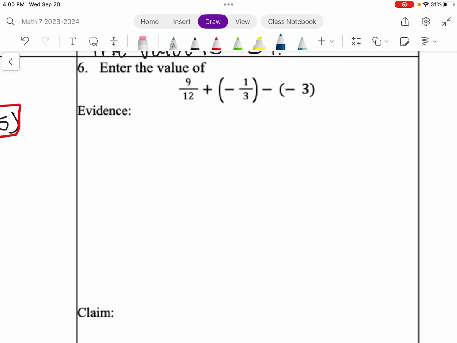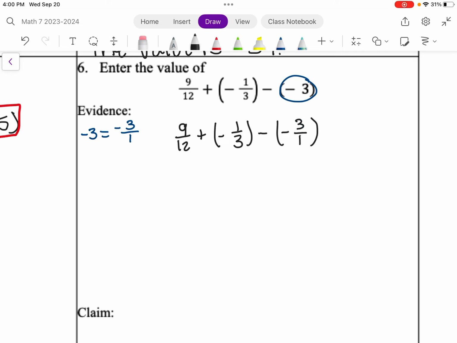So I'm going to make that negative 3 into a fraction by putting a 1 under it. So now it turned into a negative 3/1. Using this, I am going to rewrite my expression as 9/12 plus negative 1/3 minus negative 3/1. Okay. From here, I am going to rewrite my subtraction as addition.